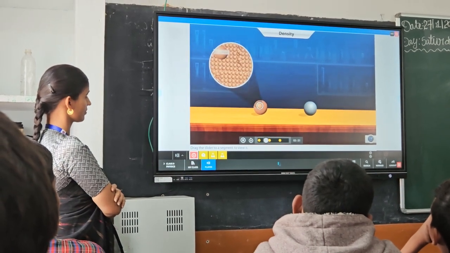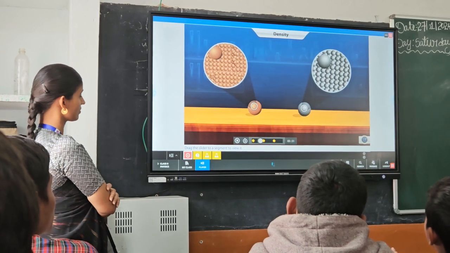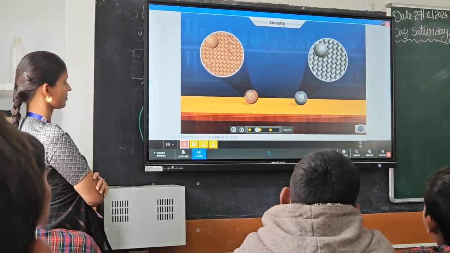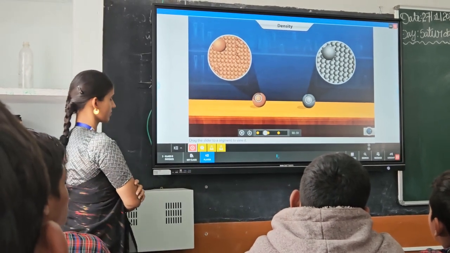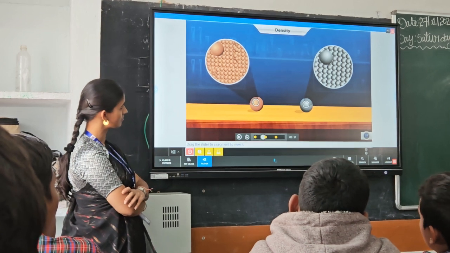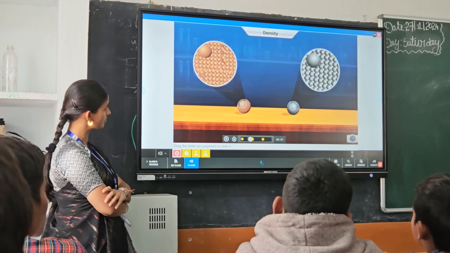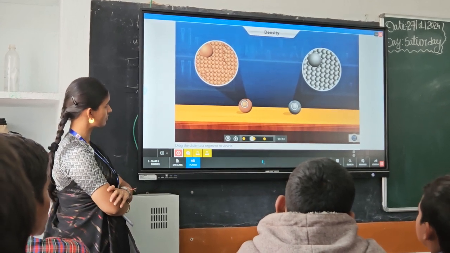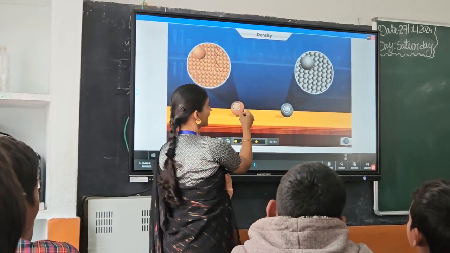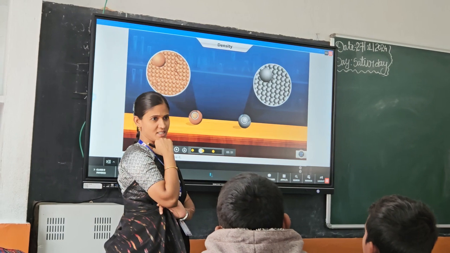This difference in mass is due to the nature of atoms in each ball. Copper atoms are smaller than aluminium atoms. This means that more copper atoms can fit in a given space compared with aluminium atoms. Hence, the copper ball contains more atoms than the aluminium ball. So understood this, children? For the given volume, how much mass is there? That is called density.